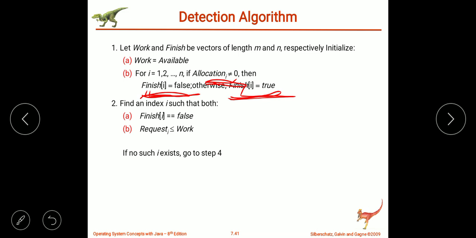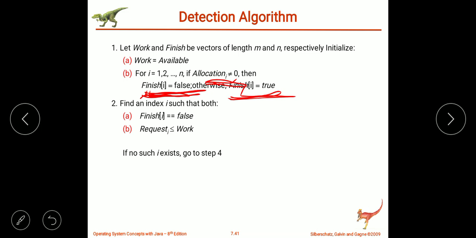But if the allocation is not 0, then obviously we can reclaim the resources. In that case, we will be setting finish of I as false. That means it has not yet been completed, so we can reclaim the resources once it completes its execution.